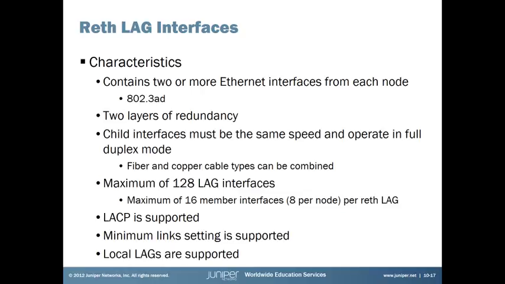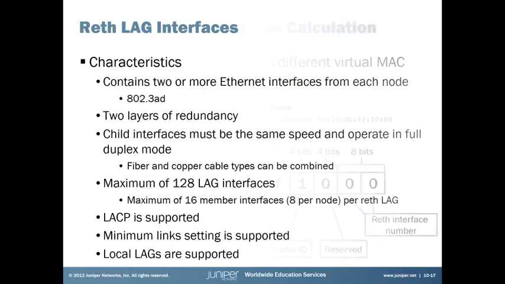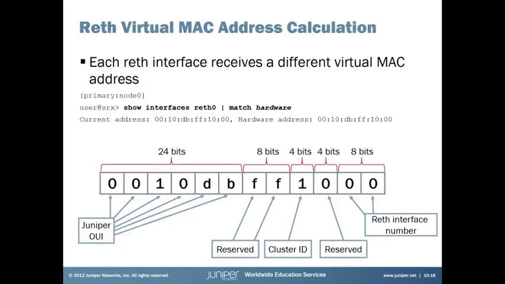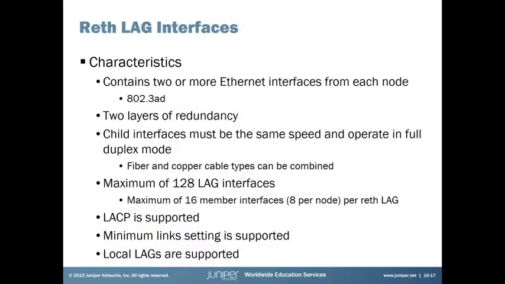Okay, now, we've talked about reth interfaces. Reth interfaces are the physical interface from each node. So we've got redundancy there, right? We've got redundancy built in to these reth interfaces. But what would happen if we wanted to create a LAG group? And what's a LAG group?